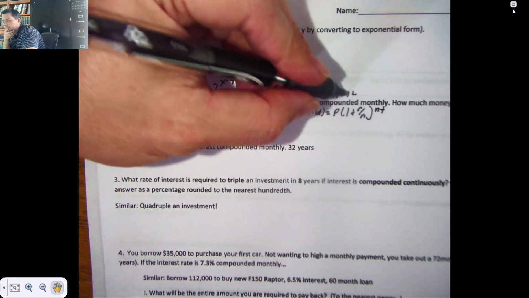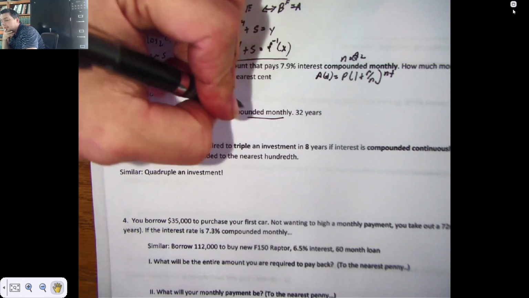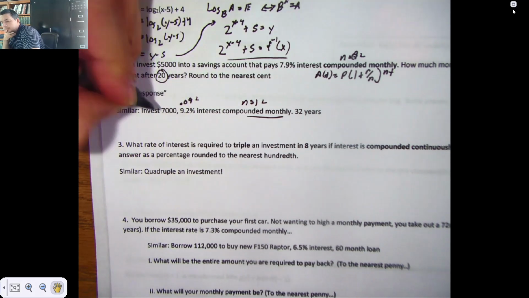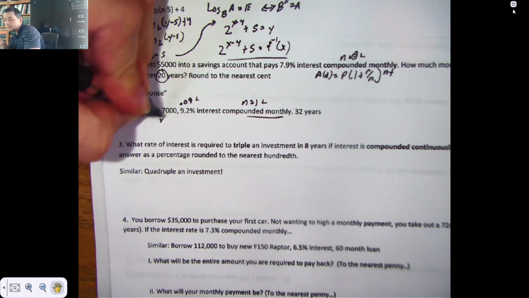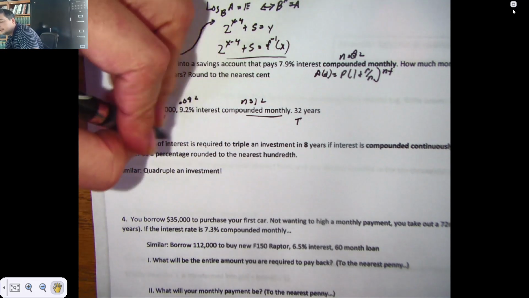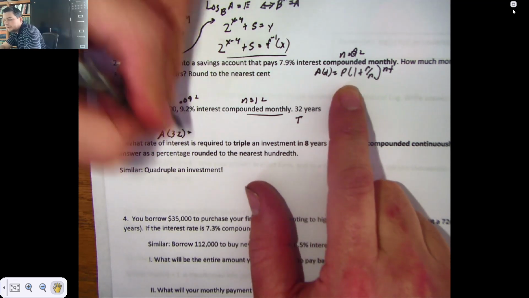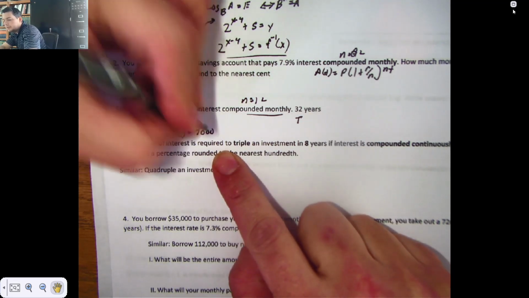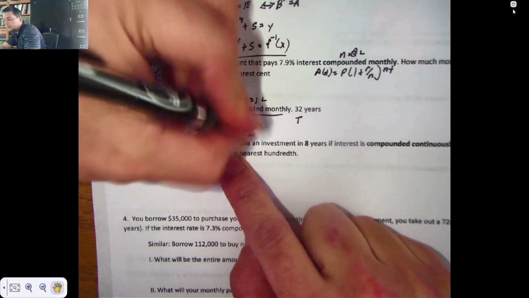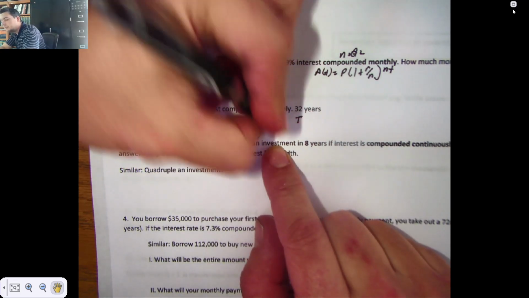Still compounded monthly. I'm going to do that a lot. n is 12. As a decimal, that's 0.092, and I'm going to invest 7 grand. That's my principal. And that's my time. I want to know how much money I have after all those years. I'm plugging into this again. The amount after 32 years would be the principal of 7,000 times 1 plus 0.092 over 12, and the exponent would be 12 times 32.